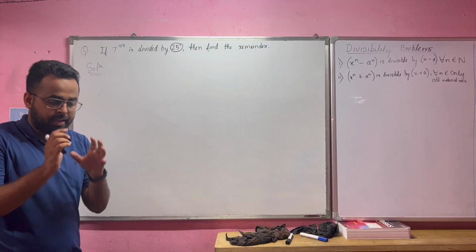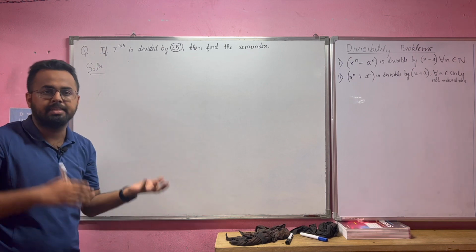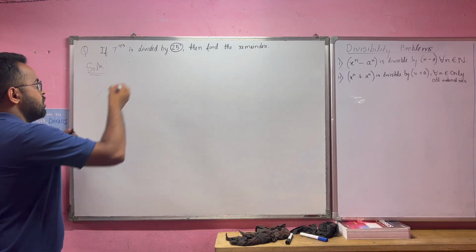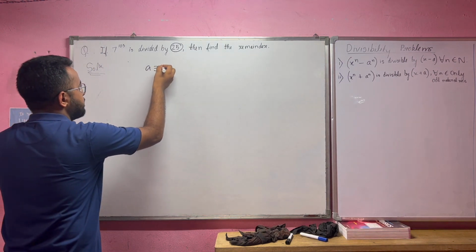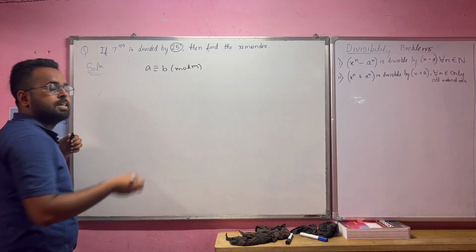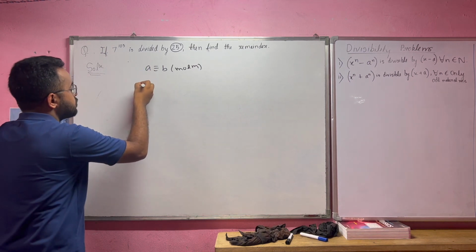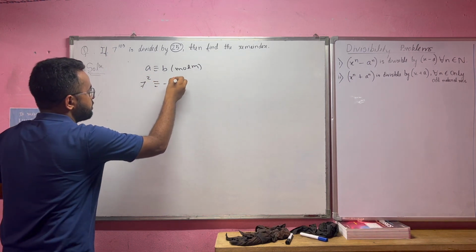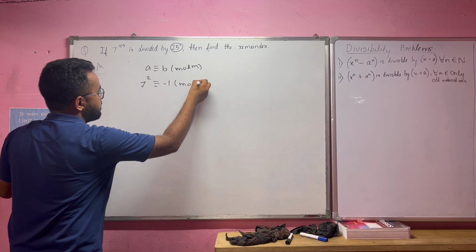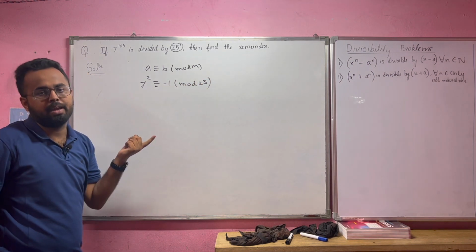18. In this question, we will try to find a different approach, and that is nothing but the modular approach. So what is the meaning of A congruent B mod M? The meaning is A minus B is divisible by M. So 7 square congruent minus 1 mod 25. इसका मतलब है कि 7 square plus 1 is divisible by 25.